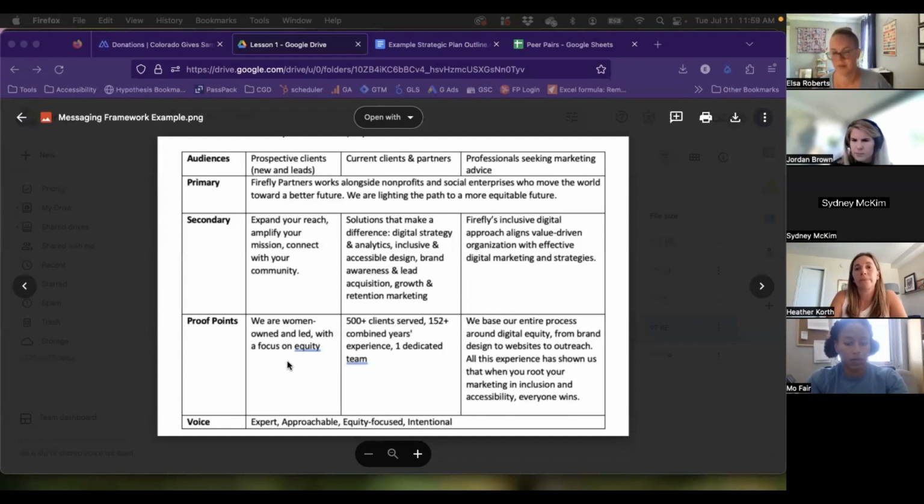They're credible. So if our mission is to work towards a better future for you, and one of the things that we do is amplify your mission and connect with your community, and we're also progressive, then one of the things that proves that's true is that we're women-led and we focus on equity. Another proof point for us would be how many clients we serve, that we have a lot of experience, that we have a dedicated team. That's what a proof point is.